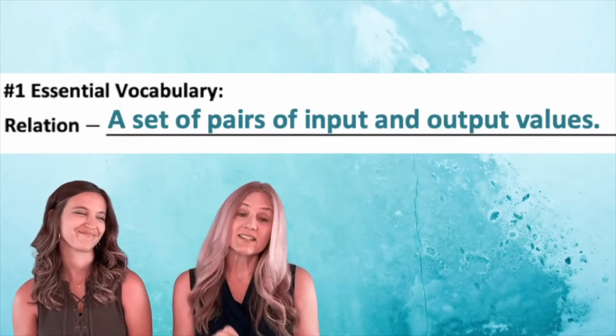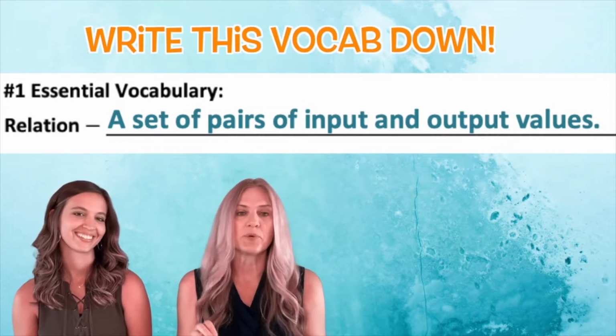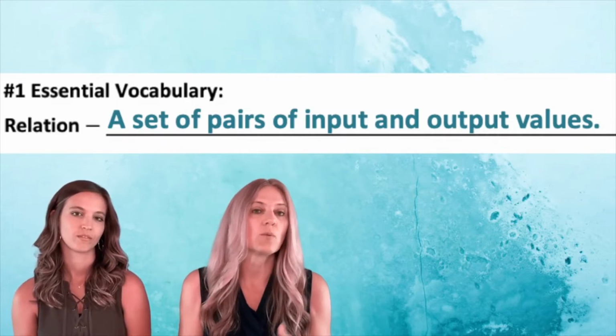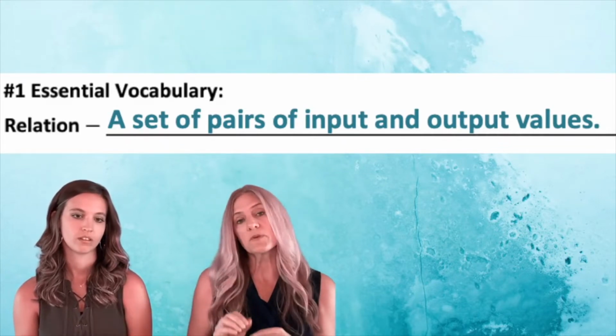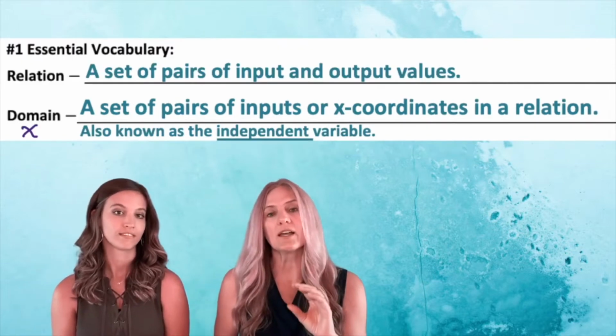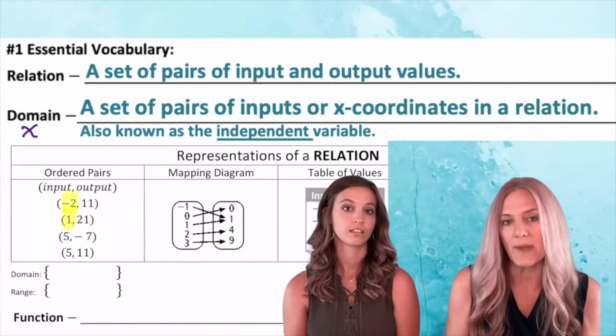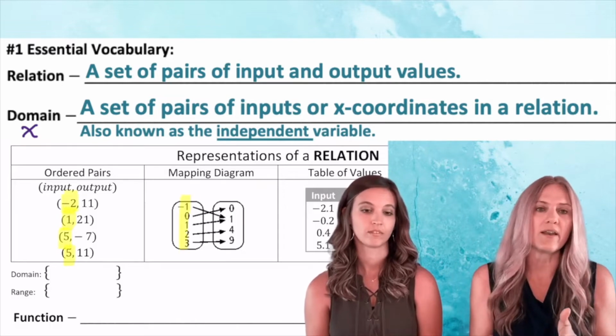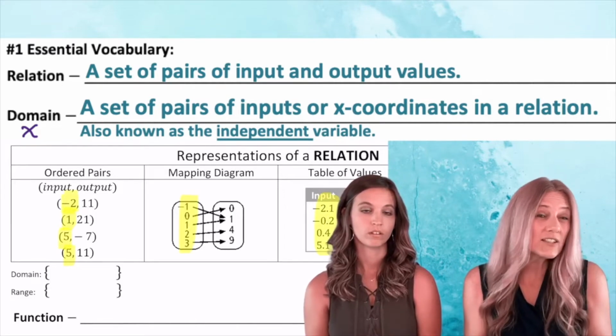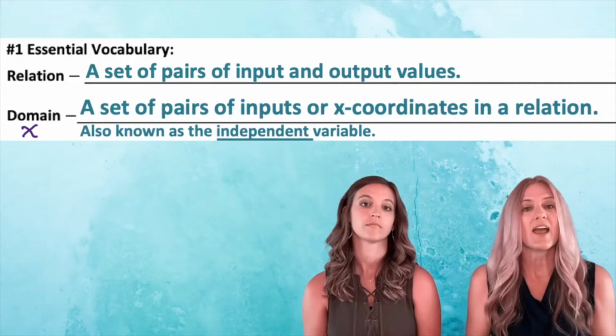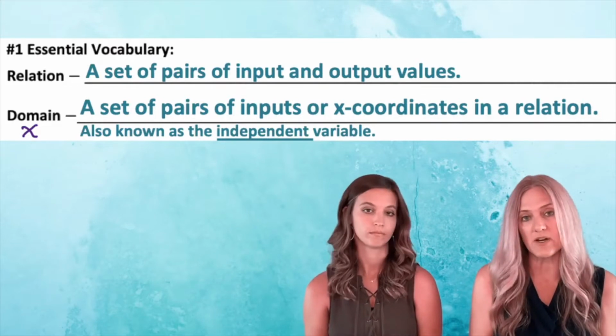Essential vocabulary. Remember to get this down. Very important. We communicate effectively in math. A relation is a set of pairs of inputs and output values. So everything that we're dealing with today will be a relation. To be more specific, within that relation, if we're talking about the inputs, that's the domain. If we're talking about an XY ordered pair, the x coordinates are the inputs, and it's also known as the independent variable.